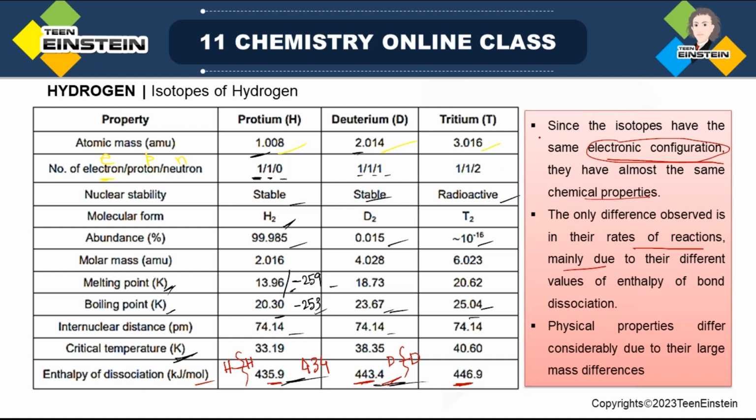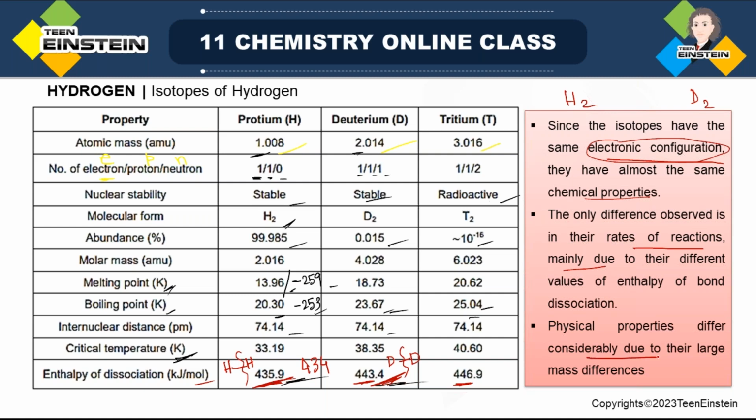When you consider the rate of reaction, suppose you are doing one reaction where you have taken H2, and another reaction where instead of H2 you have taken D2. Obviously the rate of reaction will be different. Chemically they will behave in a similar way, but the rate, that is kinetics, will be different. Why? Because kinetics is related to the enthalpy of dissociation. As it is easier to break the H-H bond compared to the D-D bond, obviously the reaction rate will be different.